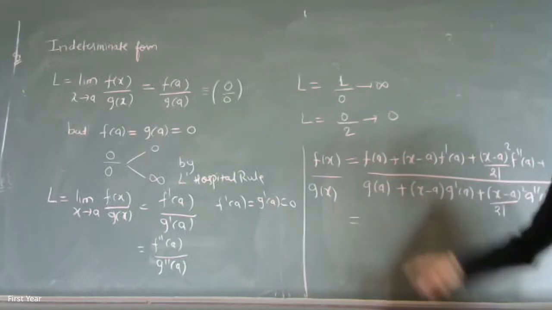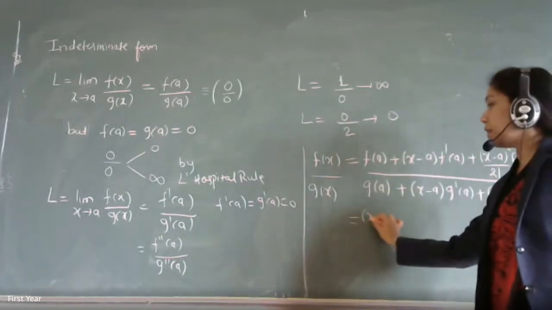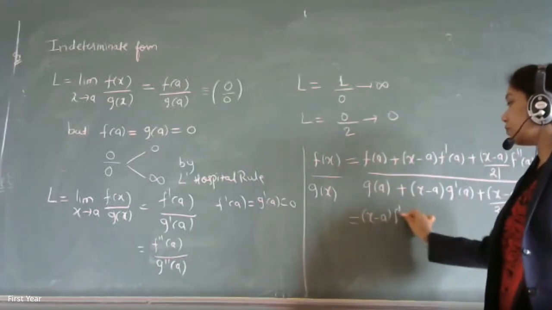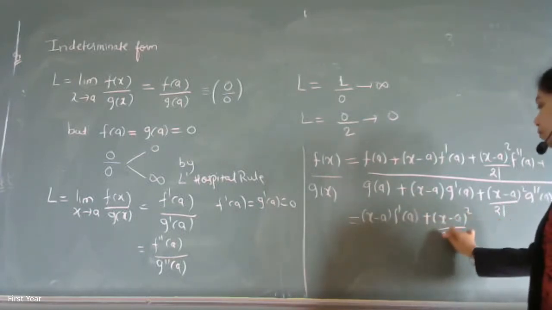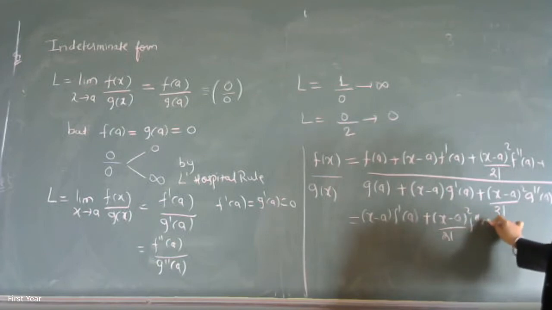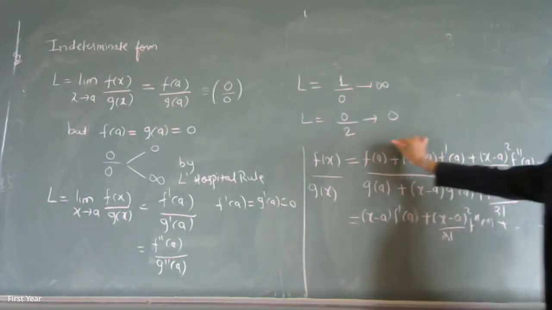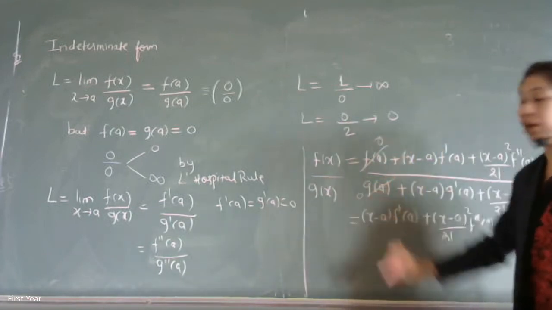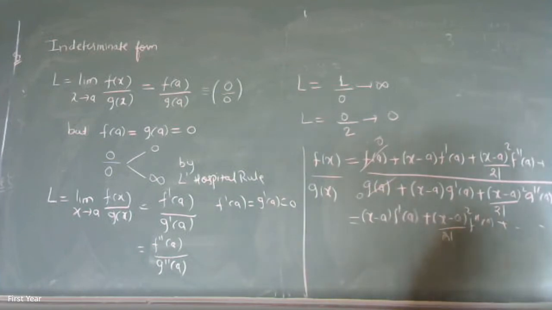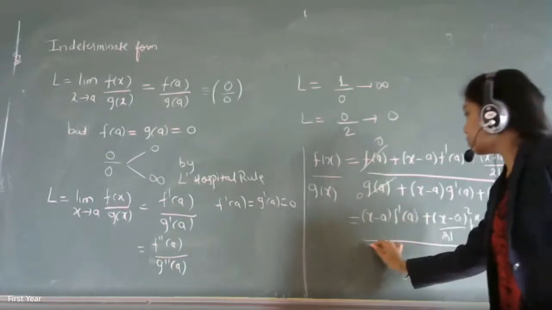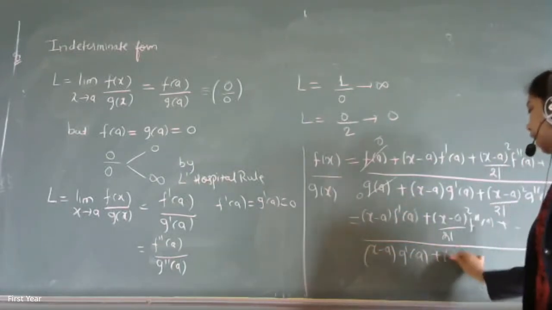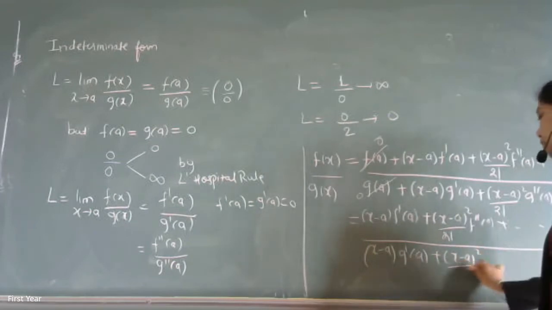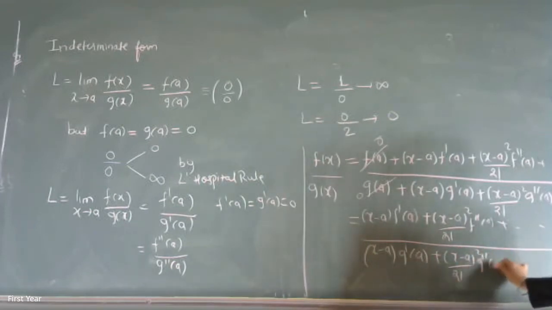f of a and g of a are 0. So what will you get? x minus a f dash of a plus x minus a square by 2 factorial f double dash of a. Correct? This f of a is 0. This is also clear. Everybody, can you see this? The denominator, g of a is 0, so it is x minus a g dash of a plus x minus a the whole square by 2 factorial g double dash of a.